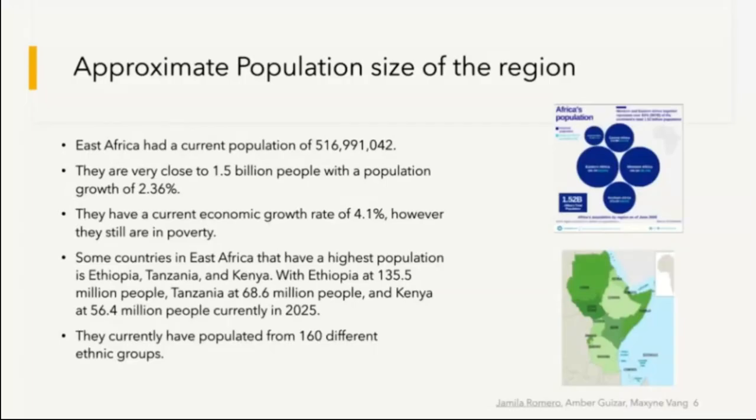Some countries in East Africa that have the highest population are Ethiopia, Tanzania, and Kenya, with Ethiopia at 135.5 million people, Tanzania at 68.6 million people, and Kenya at 56.4 million people currently in 2025. The region is populated by 160 different ethnic groups.